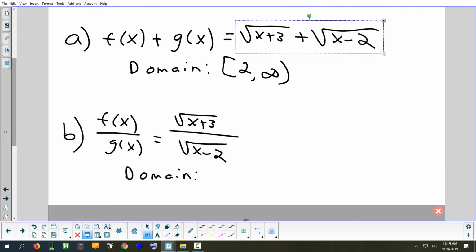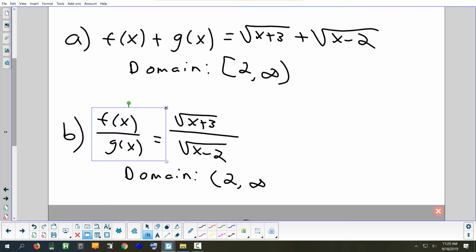So you're going to be careful. The domain, again, is all values that work in both of the original functions. Anyone think they can tell me what the domain is here? Jared? Everything greater than 2. Why greater than 2? Because 2 minus 2 would get you 0, and we can't have 0 in the bottom. So, small change. This one is greater than or equal to 2. This one is greater than 2.